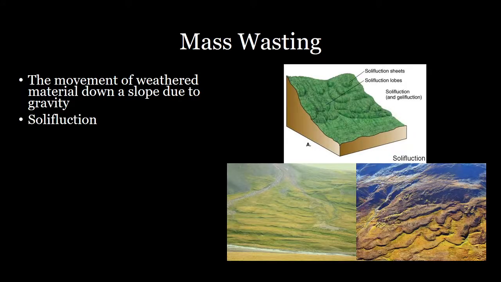So one of the slowest processes is soil flocculation. Sorry, that's always a hard word for me. Also known as jellification. So this is when you have water that seeps into the soil and kind of turns it into a jelly that slowly slumps down and forms these lobes. And so this is a fairly slow process with a moderate amount of water that just kind of causes the slope to not have as much integrity.